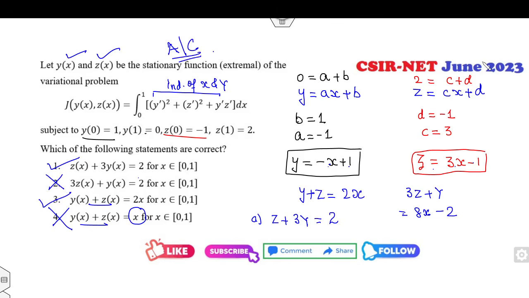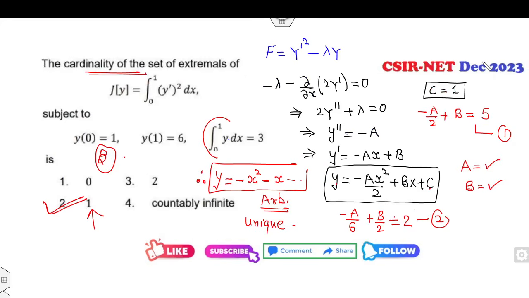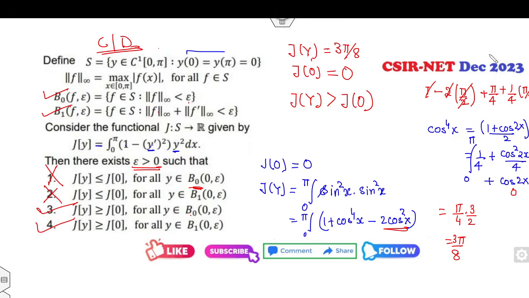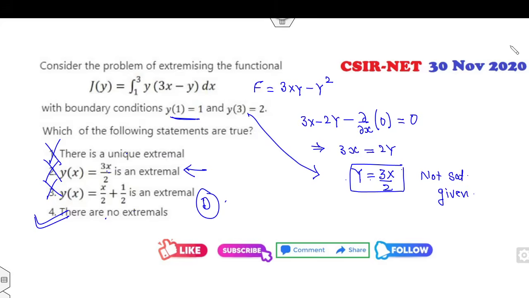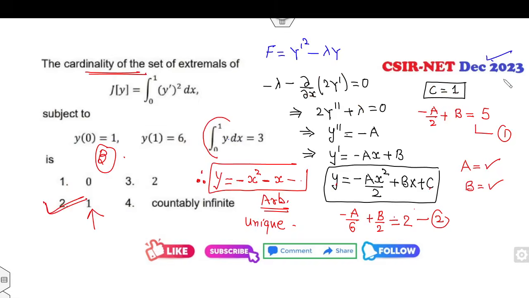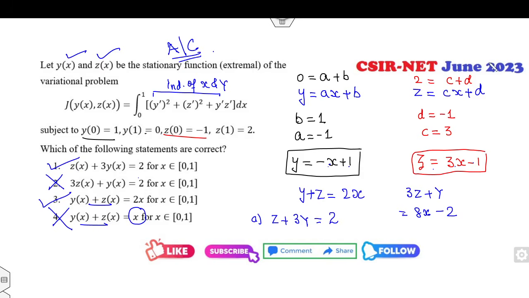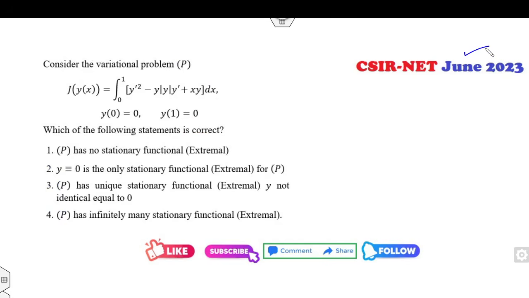You can see that in December 2023, three questions are asked. In June 2023, we will see the first question. Now you can see the second.